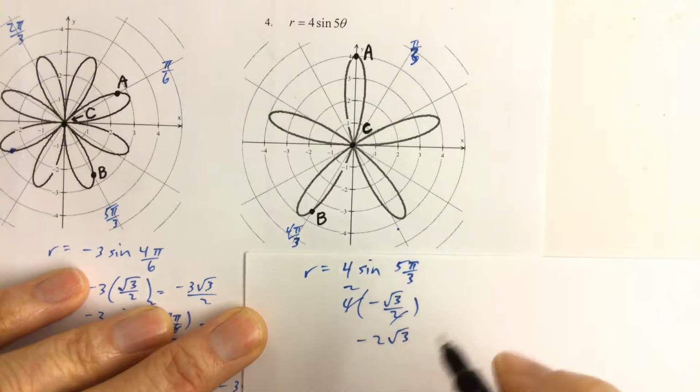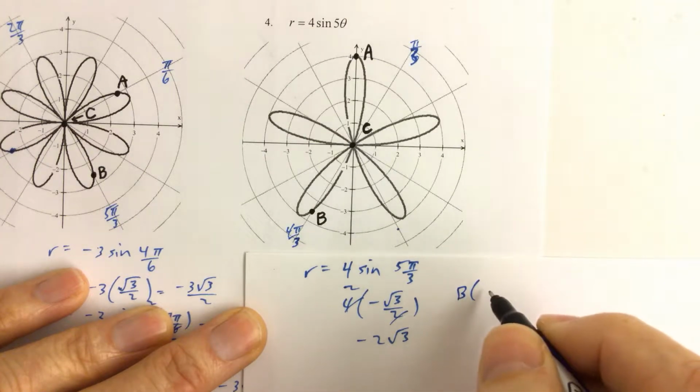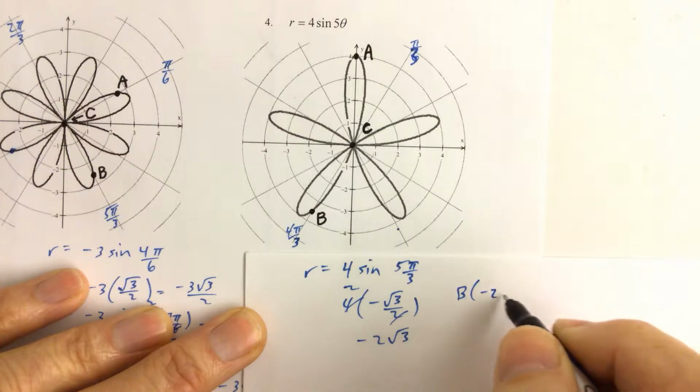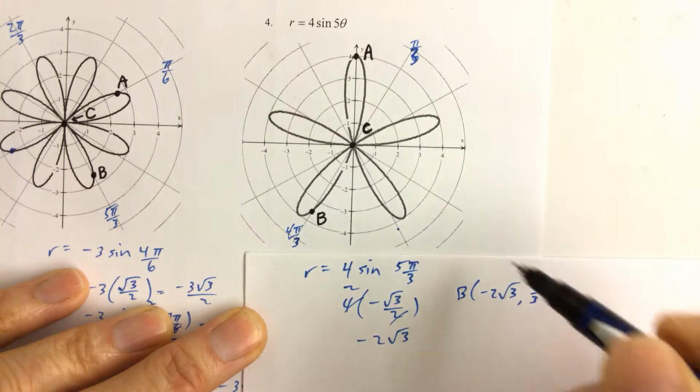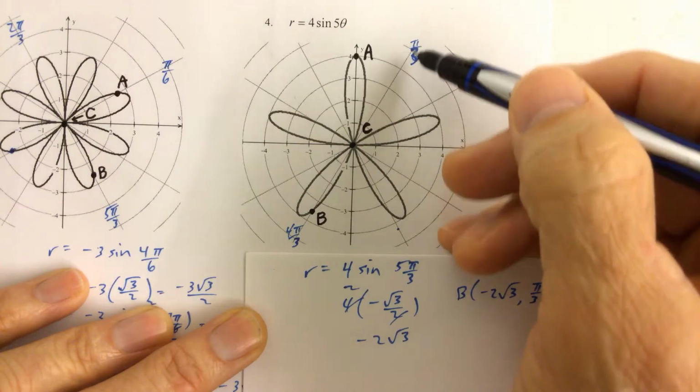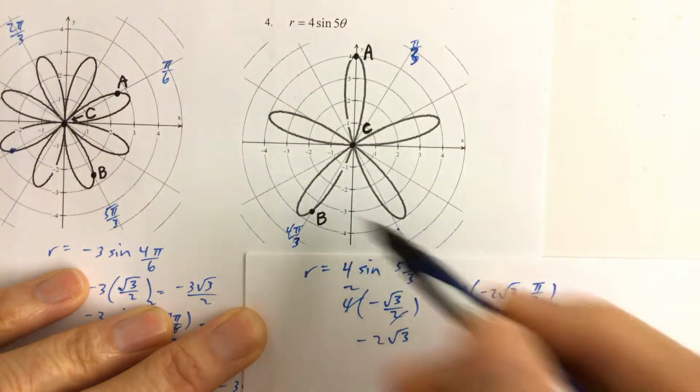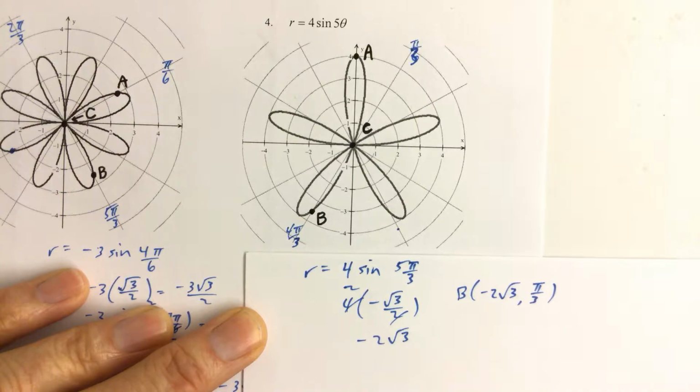So we've got that one too. So point B has coordinates, r is negative 2 radical 3, and theta is pi over 3, because again, instead of going toward pi over 3, we go away from it since r is negative, and that puts us right there at point B.